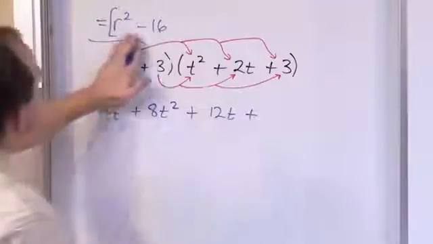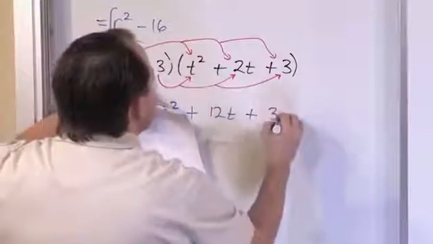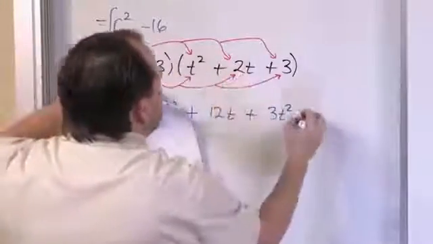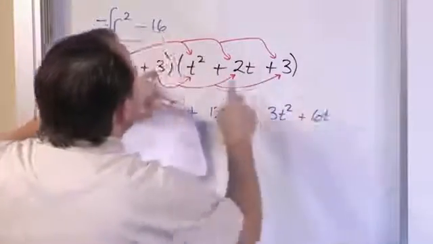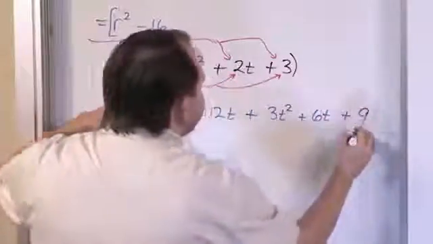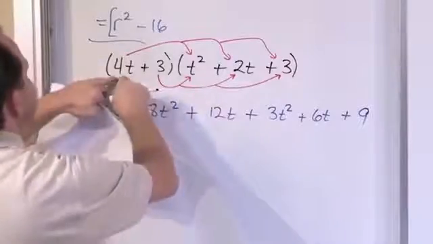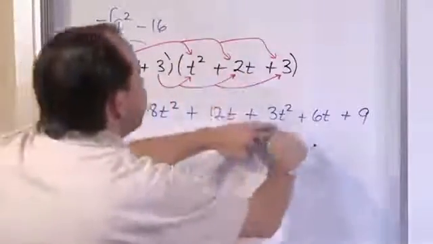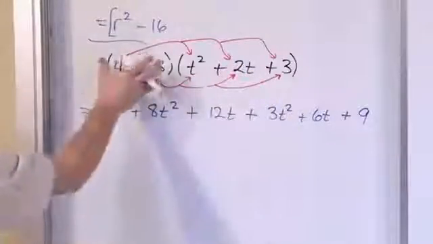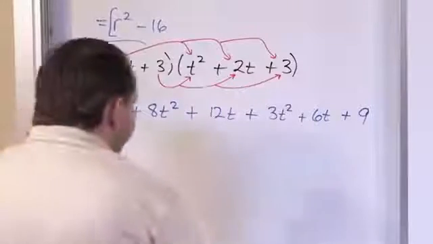Plus, I pretend this is gone, and I take the 3, multiply it times t squared. I'm going to get 3t squared. If I take the 3 and multiply times 2t, I'm going to get 6t, because 2 times 3 is 6. And if I take the 3 times the 3, I'm going to get a 9. So these three things arise from taking the 4t and multiplying in, and these three things arise from taking these guys and multiplying in. Everything out in front has to cross-multiply into everything on the inside.